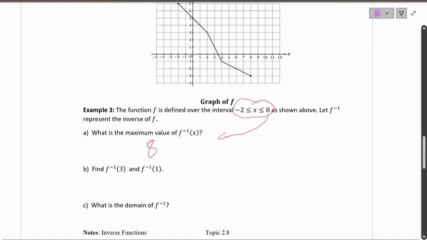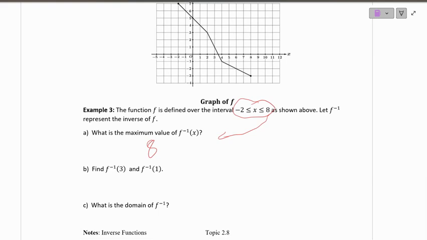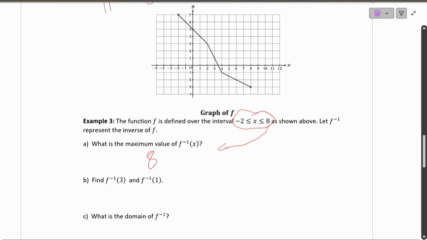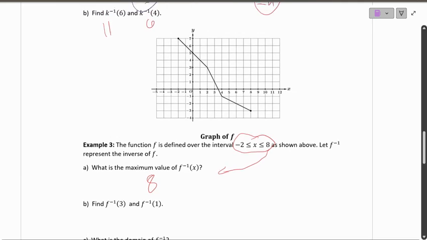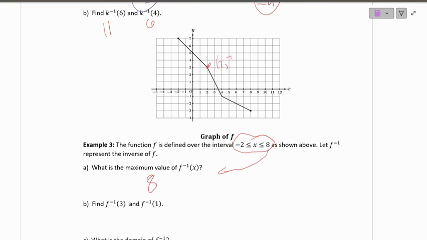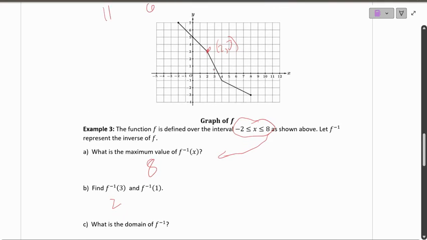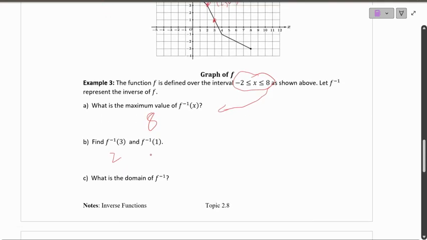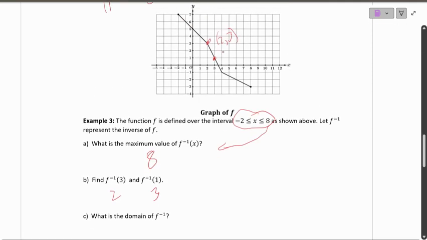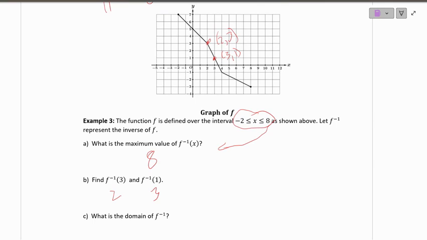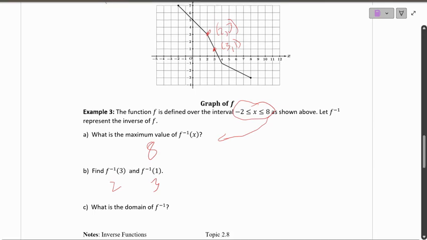So doing it another way, if you wanted to, is for part B, where it says inverse of 3, well, that's just saying my original graph, it's the y value of 3. So this is the point I would look at, right? Because if I switch the order, now 3 is the x, which is what I want. So this one is 2. And then at 1, it would be this point right here, which would give me 3. And again, that's because the original point is 3, 1. The inverse, you switch the x and y. Or you could graph it. Like I said, either way, you'd still get the same answer.